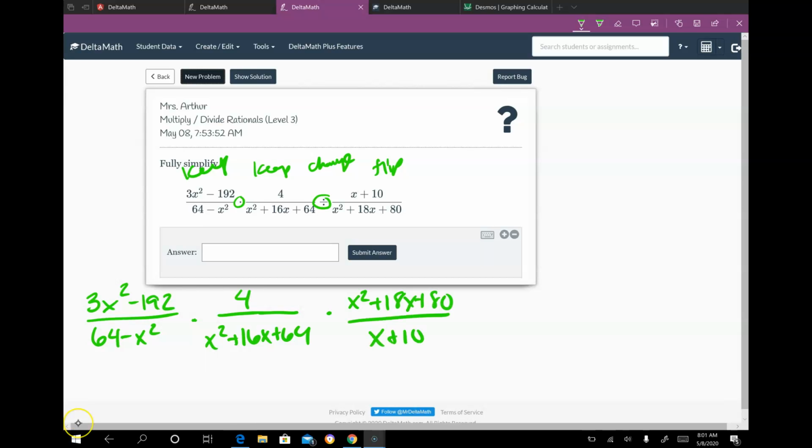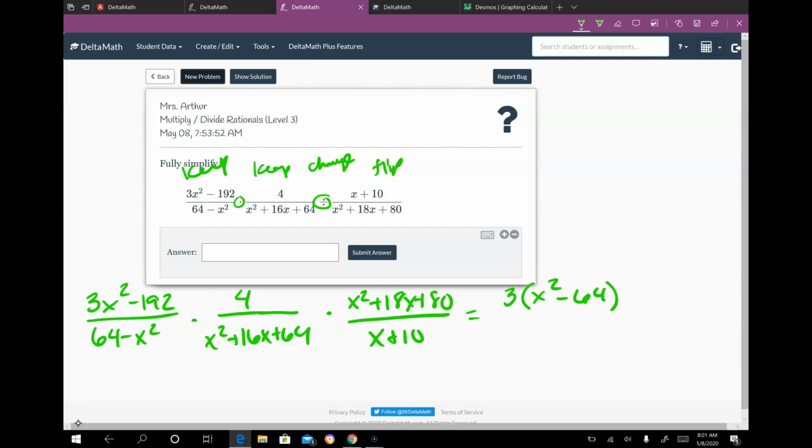Okay? Alright, so the first one looks like it's going to be a GCF factor. Let's see if 192 can be divided by 3. And it can. So 192 divided by 3 is actually 64. So I come over here, and I'm going to pull that 3 out. And I get x squared minus 64. Well, I want to stop there too, because it's x squared. You know you might be able to factor it some more.